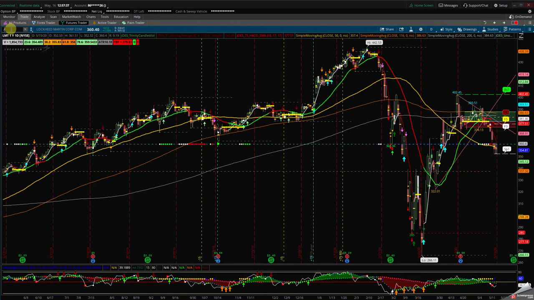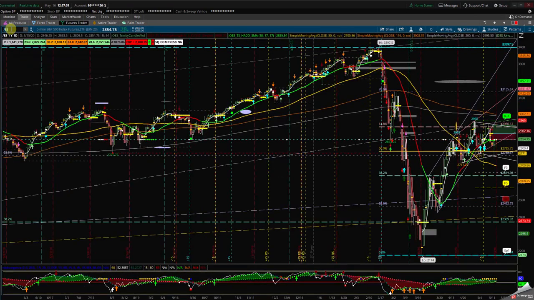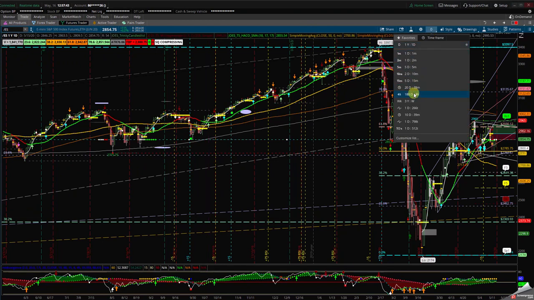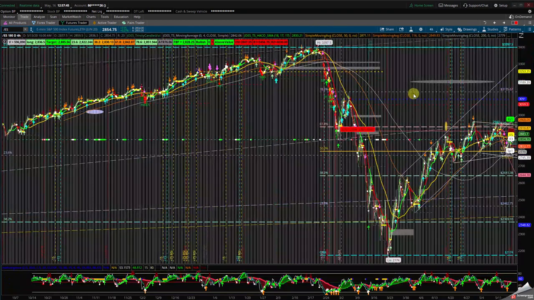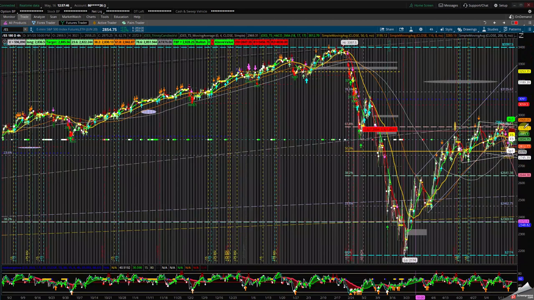Let's take a look at the ES. I want to break it down a little bit more in detail. Let's go from daily to 4 hour. And in this 4 hour, I want to go in this range here. We know we are consolidated.